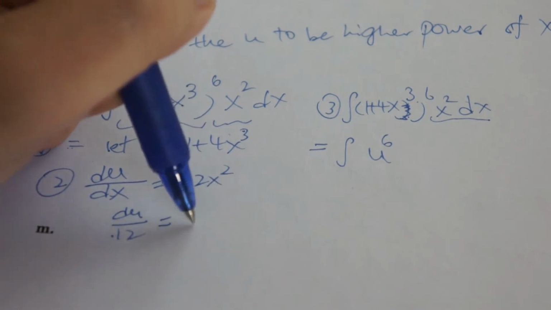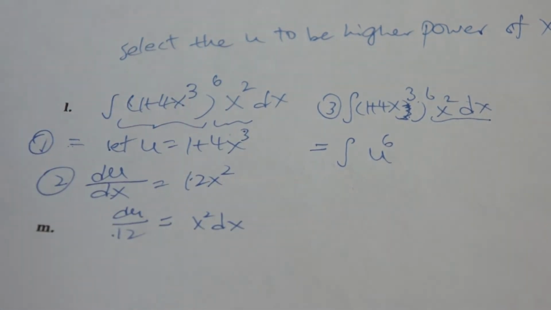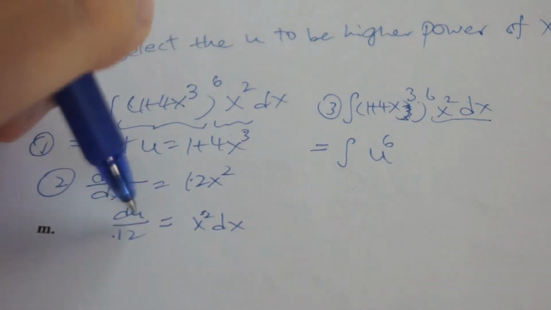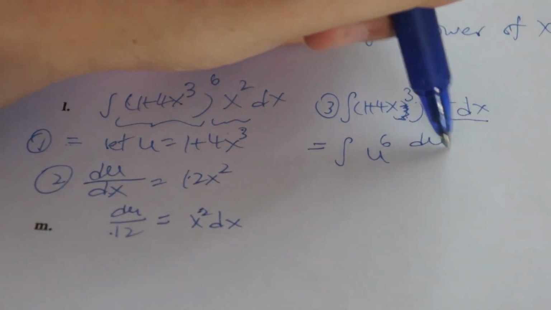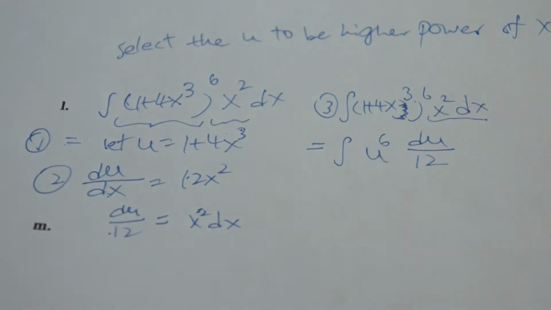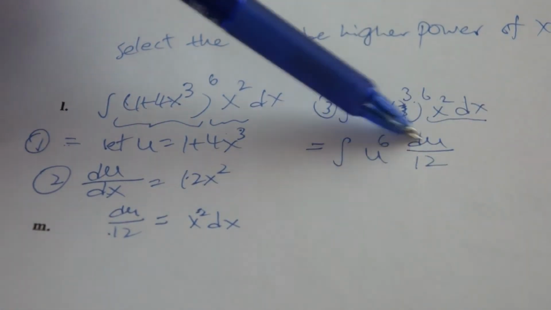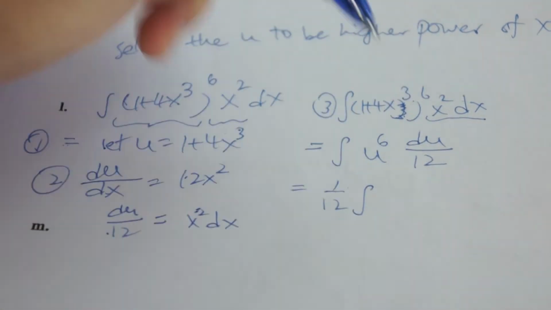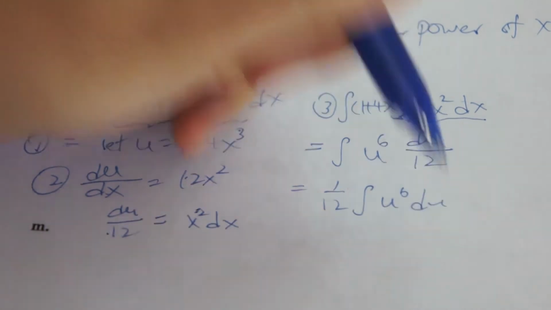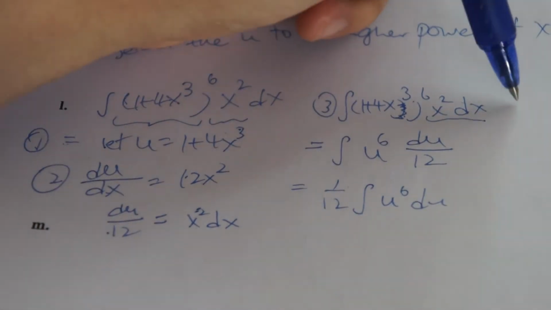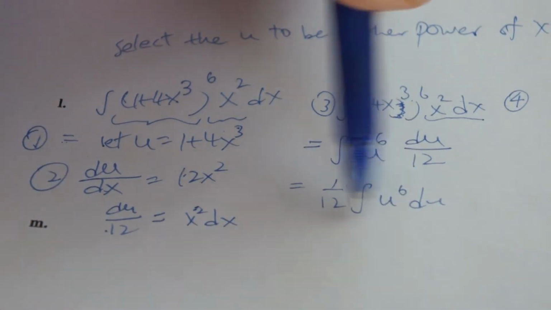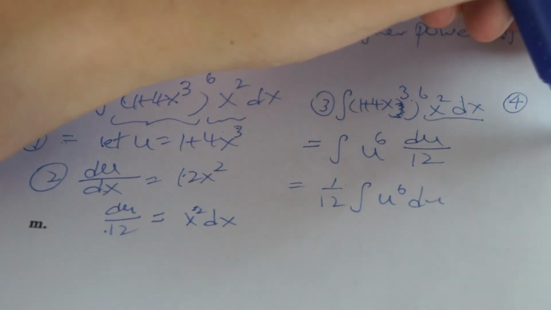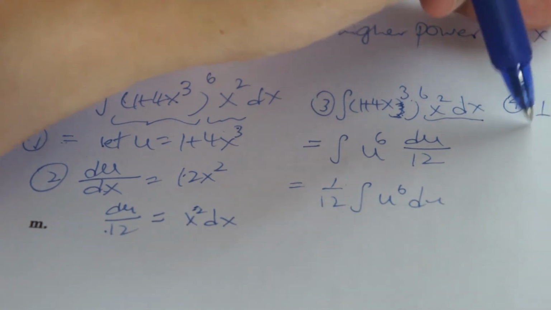While dx goes back to the right hand side, we have x squared times dx, which should be du over 12. So this part should be substituted by du over 12. Please be careful, put it back correctly, and then you will have 1 over 12, put it outside as a constant, u to the power 6, and then du. So step 4 is that you integrate the following integral. So you have u to the power of 7 over 7, and then 1 over 12.